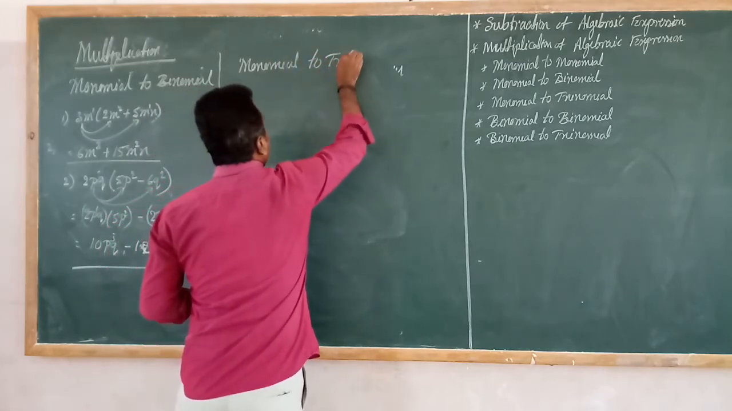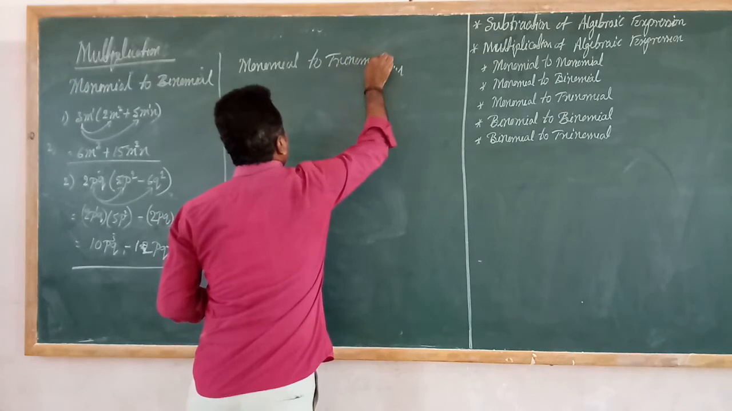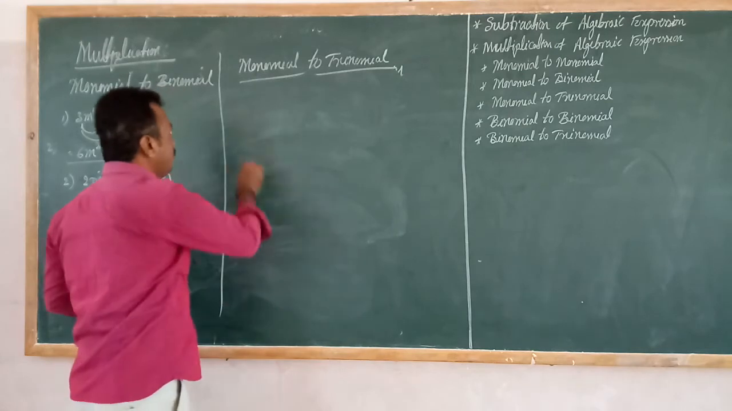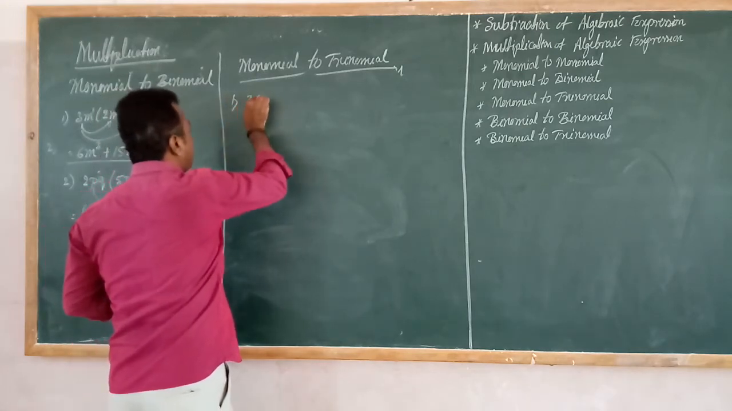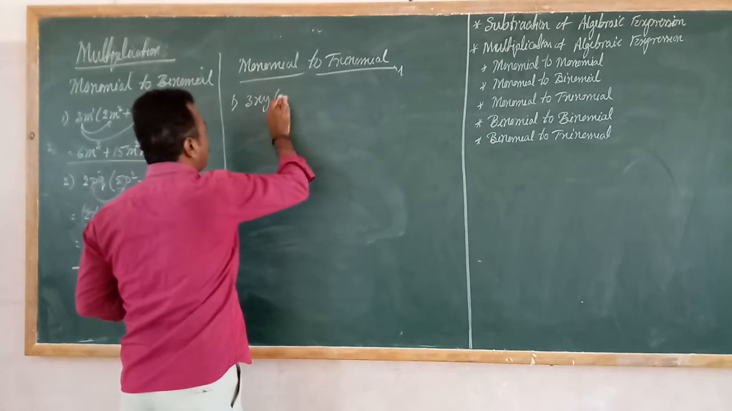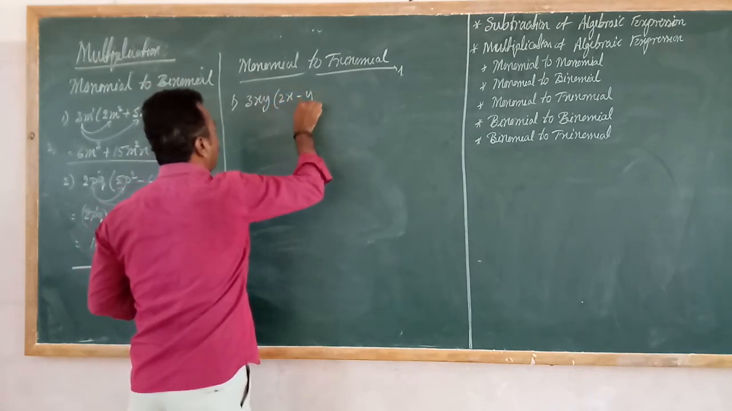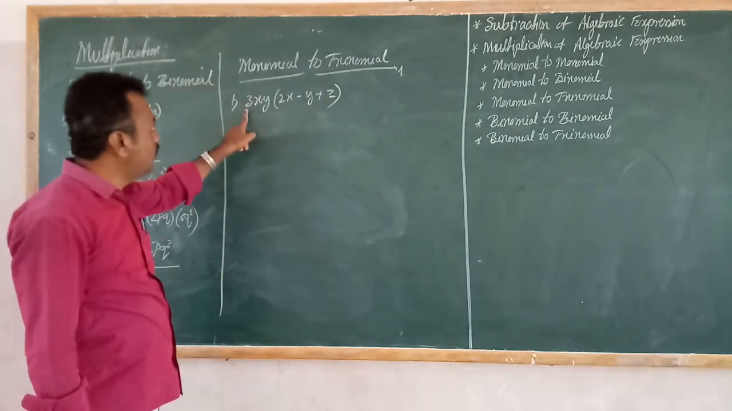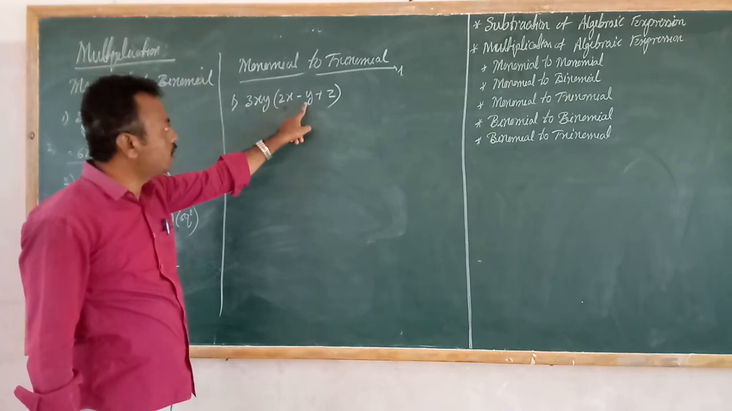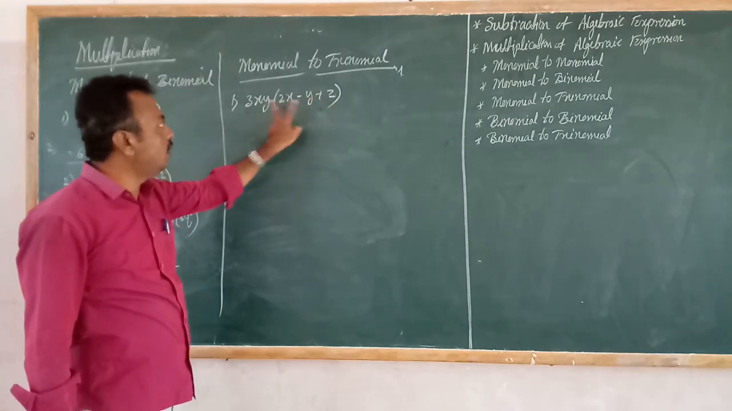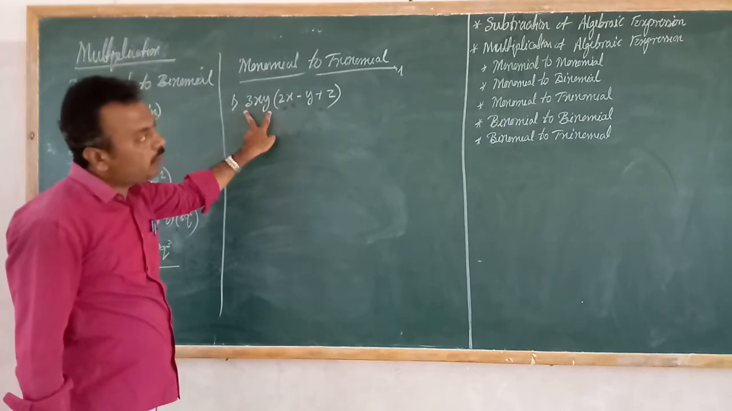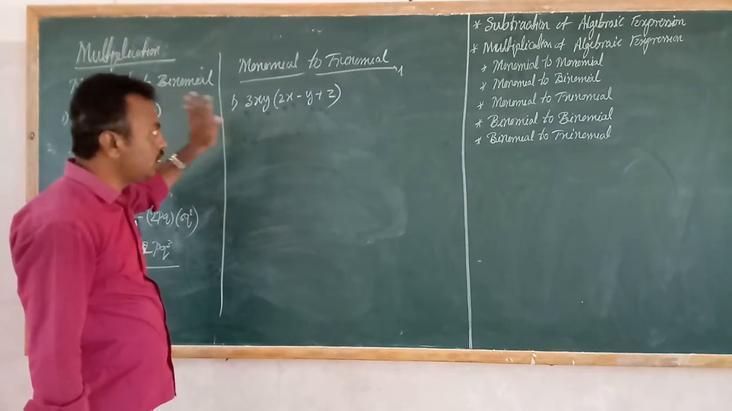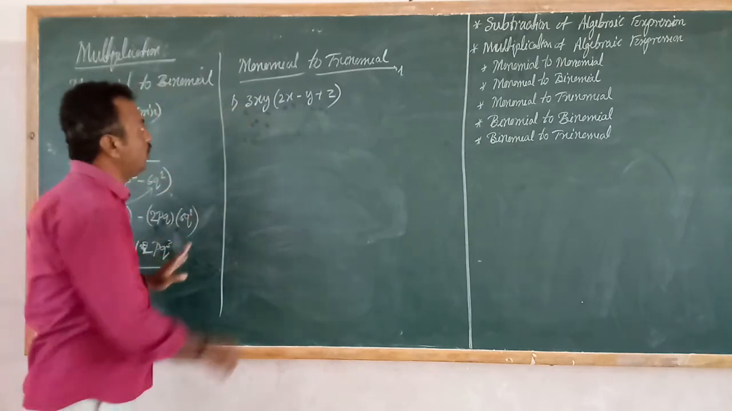Monomial to trinomial. How to multiply the monomial to trinomial? See, 3xy into 2x minus y plus z. So this is the trinomial and this is a monomial. So I will multiply monomial to trinomial, same as monomial to binomial. Okay, same procedure.